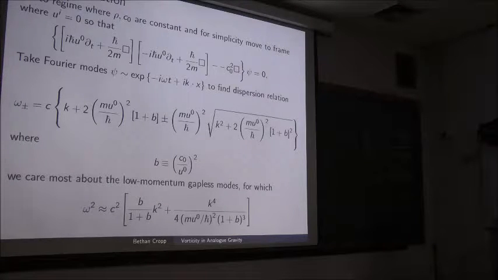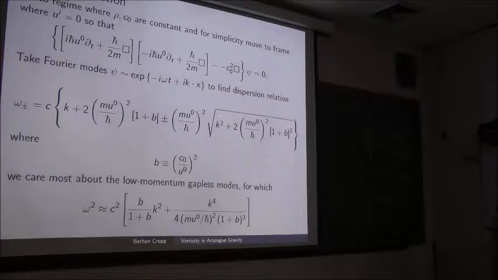And what you're going to get is something of this form, which actually has both gapped and gapless modes. And so at the first order, you're going to get something that looks like omega squared equals some constant times k squared. So it's a nice linear dispersion relation. And this is what comes out as the speed of sound here, if you recalculate that.